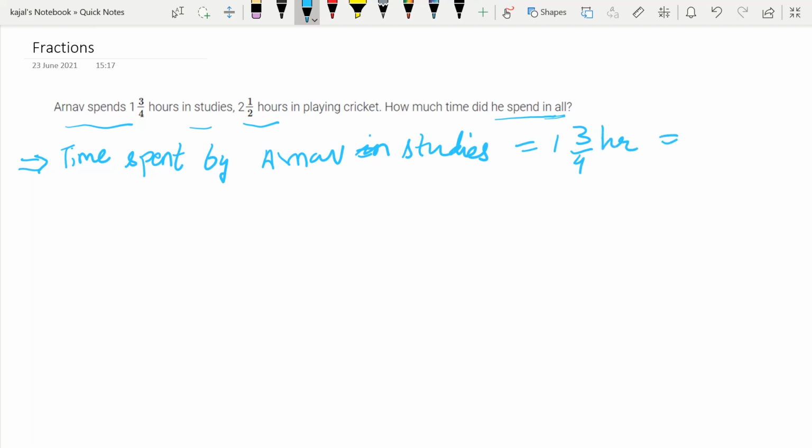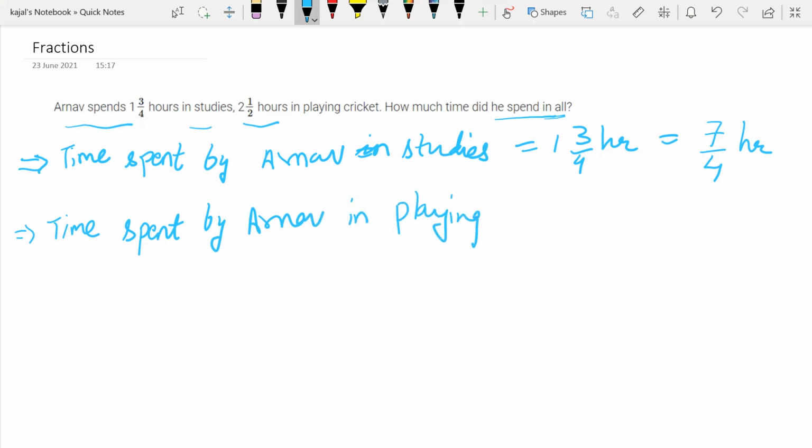This is an improper fraction, so we have to convert it into a proper fraction. And I hope you all know it. If you don't know it, please look at the previous video of fractions and you will get to know about it. And this is 7 by 4. Now the time spent by Arnav in playing cricket, we have to write down that also, which is given as 2 and 1 by 2 hours. This also we have to convert into proper, so this is 5 by 2 hours.